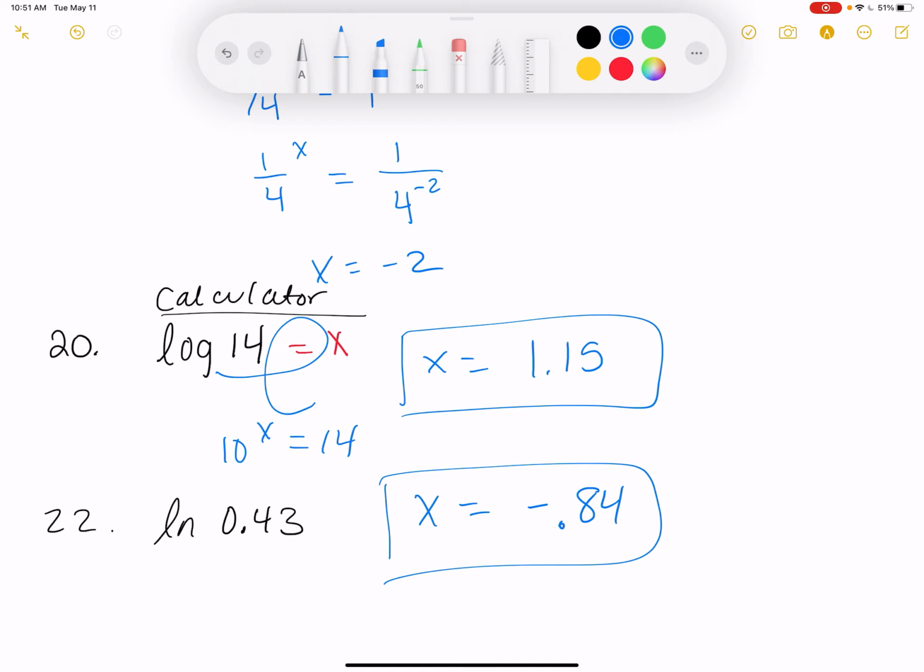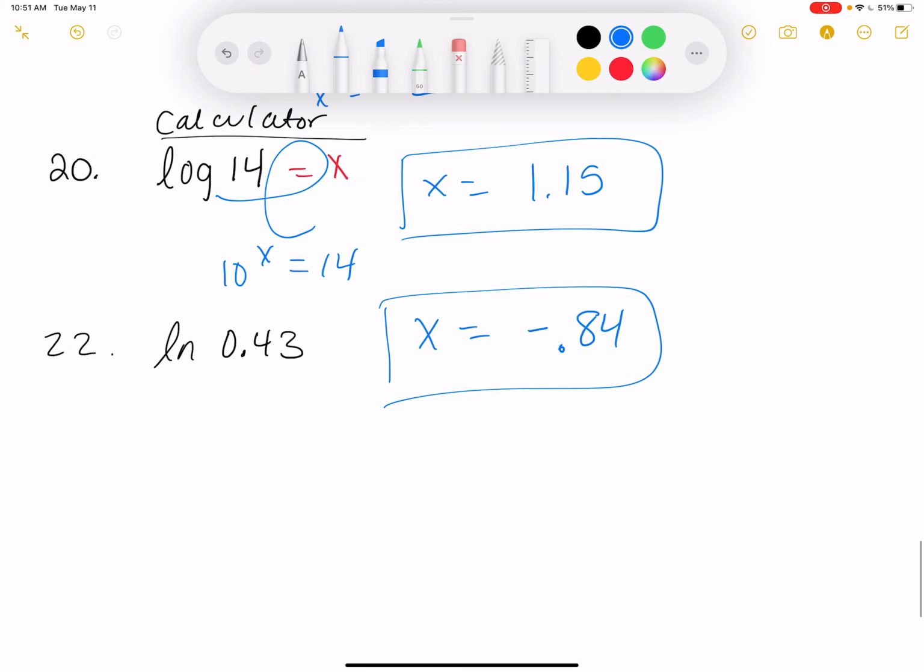How did you get the first one, by the way? Hit the log button on the calculator. But like, what did you type in after that? 14. Basically what the original problem said. I thought there was something fancy. So will we not have a calculator portion in our test? It'll be a separate page probably.